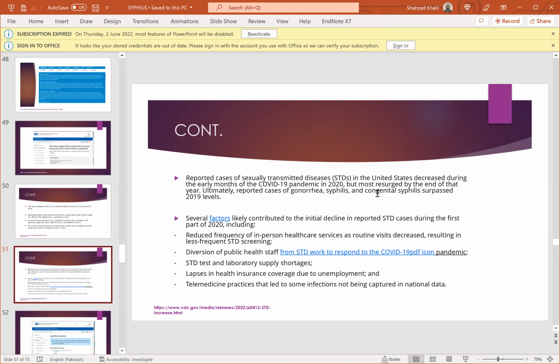Reported cases of sexually transmitted diseases in the United States decreased during the early months of the COVID-19 pandemic in 2020, but rose by the end of that year. Ultimately, reported cases of gonorrhea, syphilis, and congenital syphilis surpassed 2019 levels, and there were different factors. Several factors likely contributed to the initial decline in reported STD cases during the first part of 2020, including reduced frequency of in-person healthcare services as routine visits decreased, resulting in less frequent STD screening, the diversion of public health staff from STD work to the COVID-19 pandemic, STD test and laboratory supply shortages, lapses in health insurance coverage due to unemployment, and telemedicine practices that led to some infections not being captured in national data.